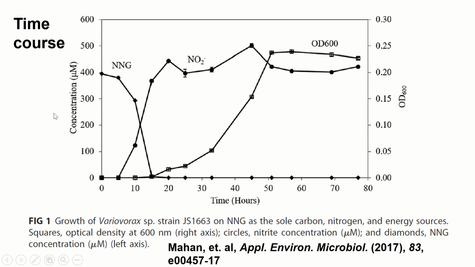There's one on the left-hand side, which is concentration, and this refers to the concentration of this molecule called NNG, and also nitrate. On the right-hand y-axis, this is OD600, which is known as optical density. This measures accumulation of cells within a culture.